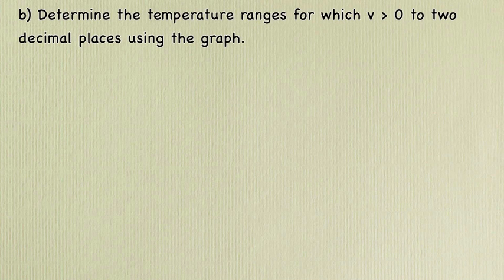Let's move on to the second part of this question. This part asks us to use the graph and determine the temperature ranges for which V is greater than 0 to 2 decimal places. The first thing that we need to know to answer this question is how to read a graph of a function.